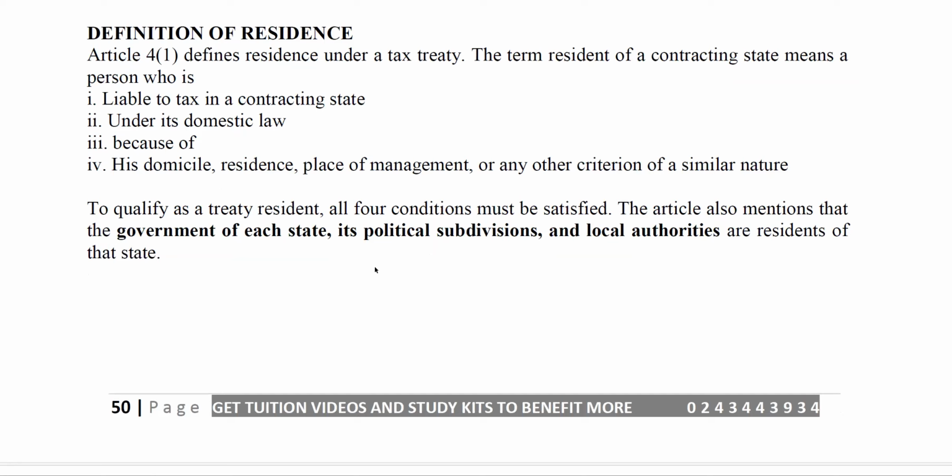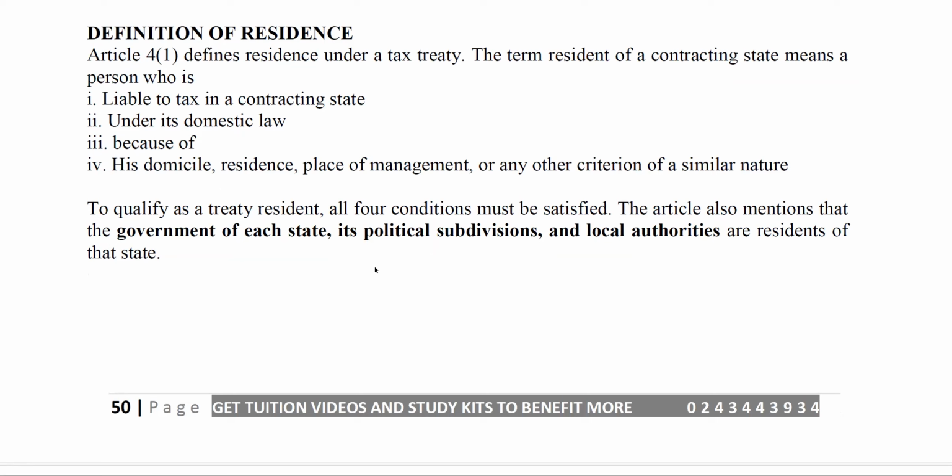So let's look at the definition of residence. Article 4, paragraph 1 defines residence under a tax treaty. The term resident of a contracting state means a person who is, one, liable to tax in a contracting state. So you must be liable to tax under the domestic laws of a particular contracting state. So if you're a resident under the Income Tax Act, then under the DTA, you are considered resident.